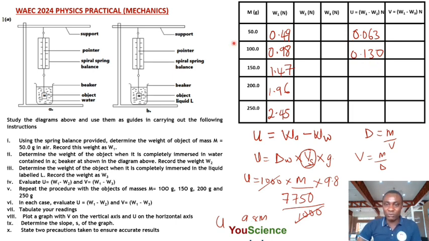So the next one I have to do now, I have to put 150. I'm going to do 9.8 times 150 divided by 7750. That's going to give me 0.896. So I'm going to take that to 0.1890.